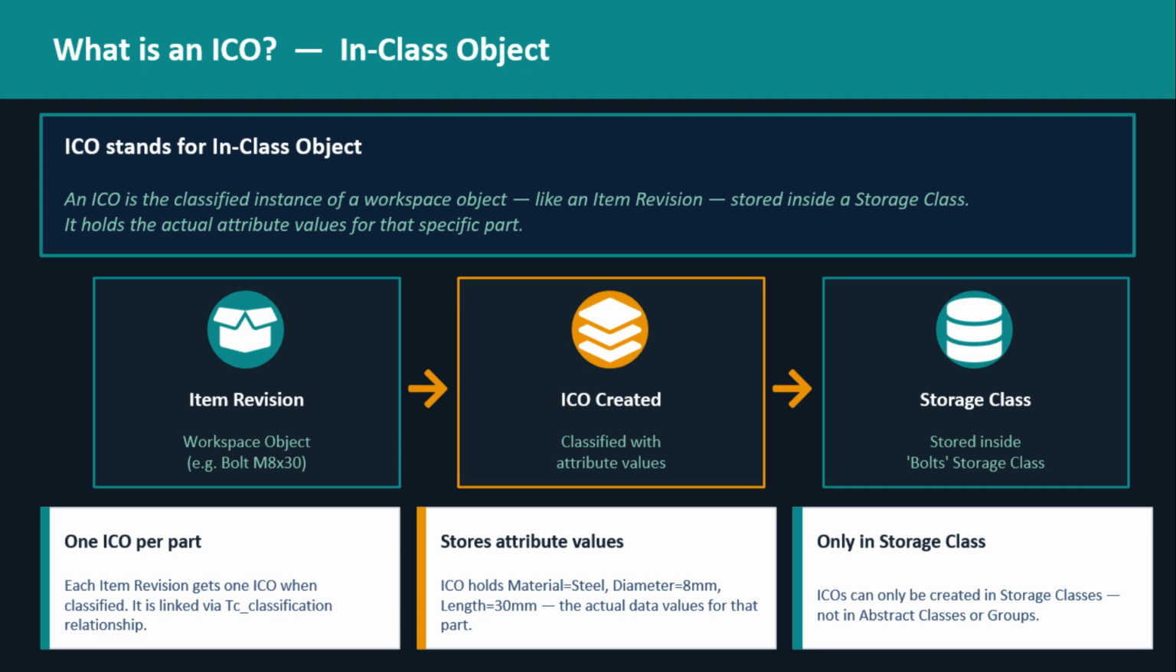There are three main things to remember about ICO. Each workspace object gets one ICO when it is classified. The ICO stores the actual attribute values for that part. The last one is ICOs can only be created in storage classes, not in abstract classes or groups.